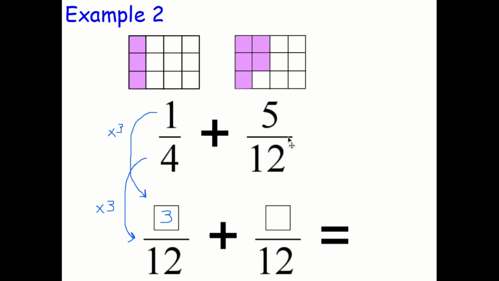And over here I've got 5/12. Well, because that's 12 on the bottom and that's 12 on the bottom, I don't need to do anything. I can just keep it as 5/12. So now I've got two fractions that are both over 12, so that means I can add my numerators. And I get, therefore, 3 plus 5 is 8, so 8/12. You can simplify that, but I'm just going to keep it as 8/12 for now.